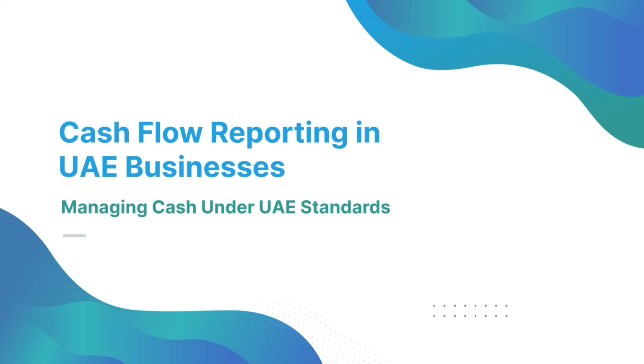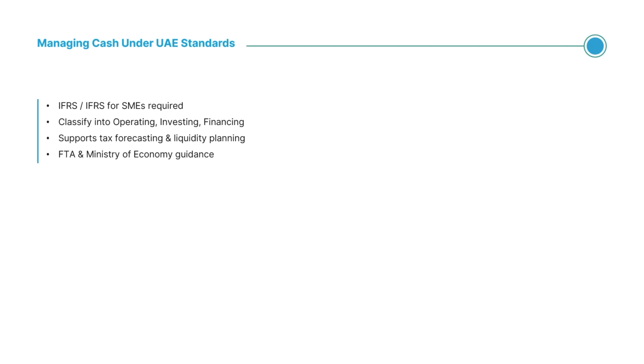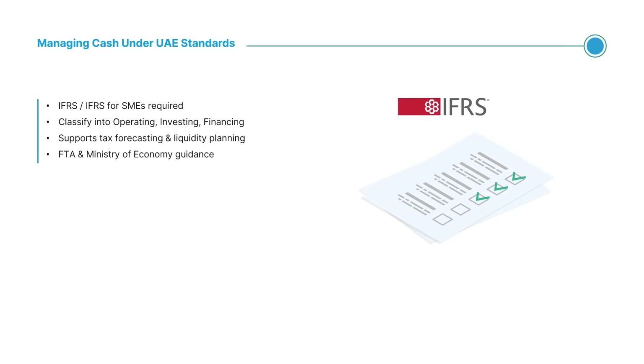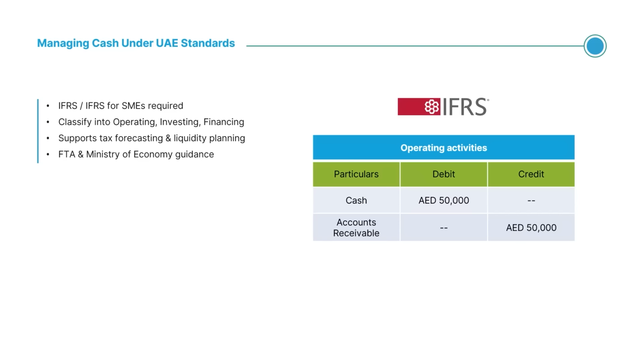In the UAE, cash flow reporting follows IFRS or IFRS for SMEs. Cash flows are classified into 3 sections: operating activities, receipts from customers, payments to suppliers and staff. For example, when receiving 50,000 dirhams from a client, debit cash 50,000 dirham, credit accounts receivable 50,000 dirham.